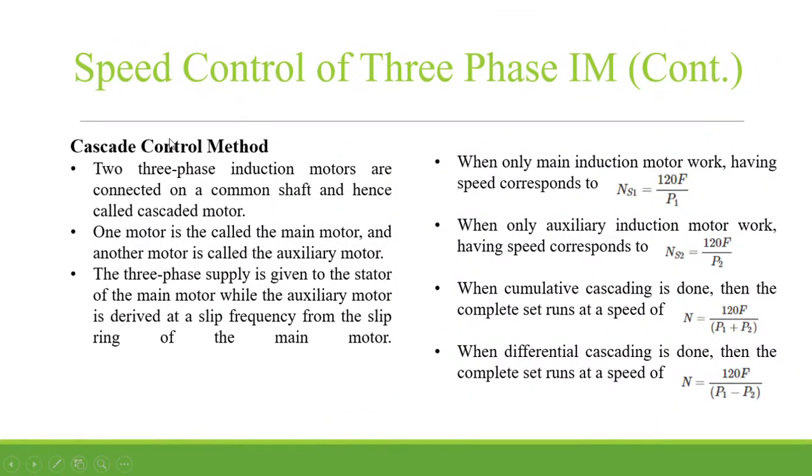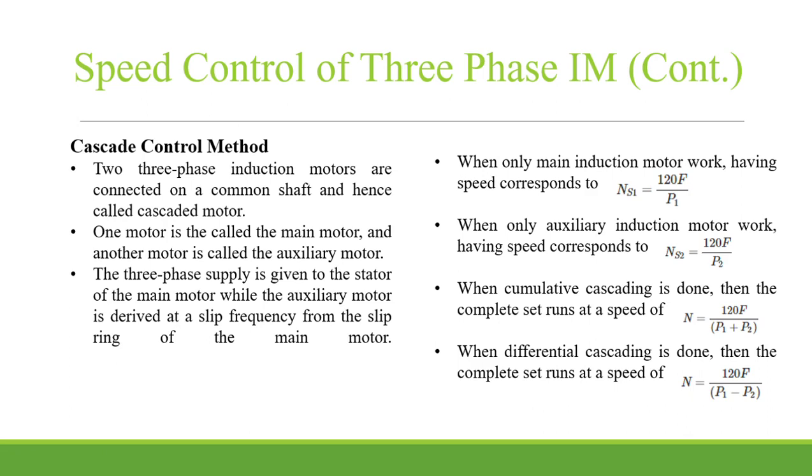Now coming to the cascaded control method. Cascaded means we are connecting two networks in series, or together. So two three-phase induction motors will be connected through a common shaft. If they're connected through a common shaft, it means they're rotating at the same speed. So one motor will be the main motor, the other will be the auxiliary motor.